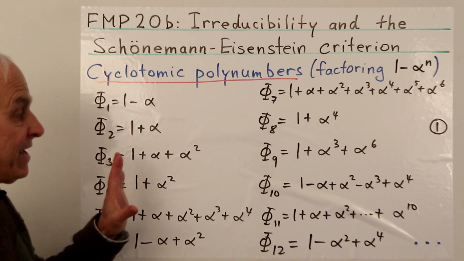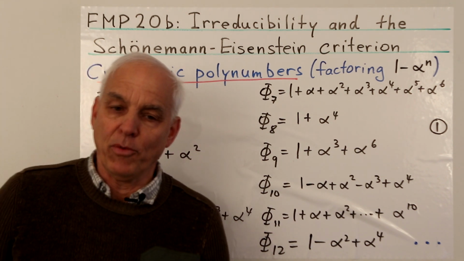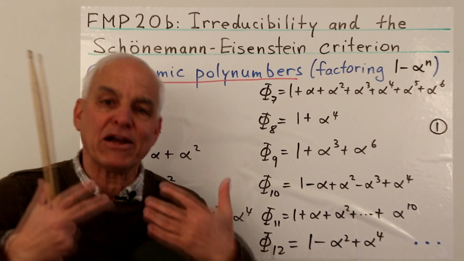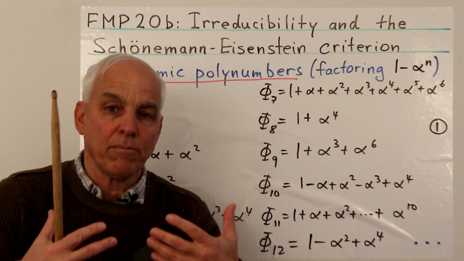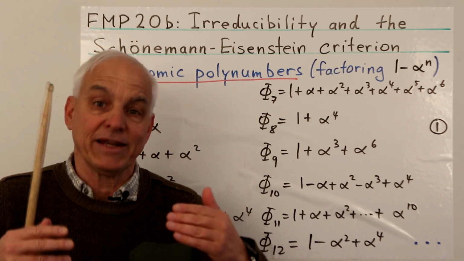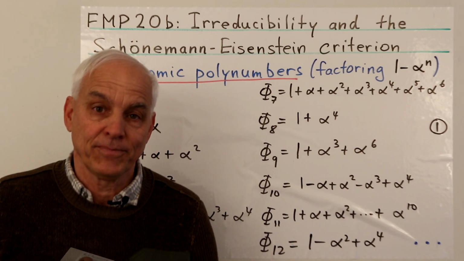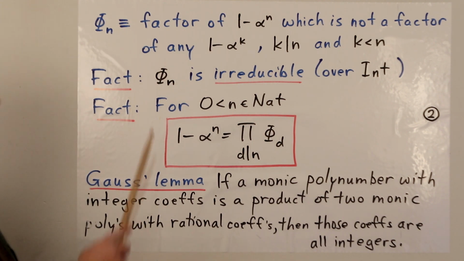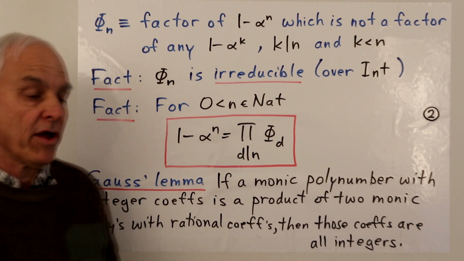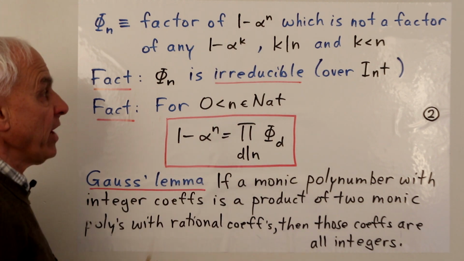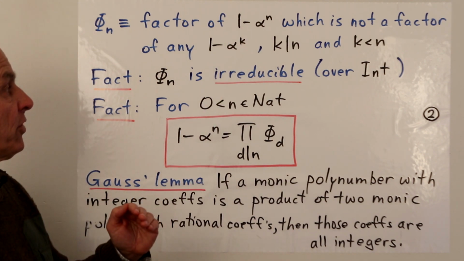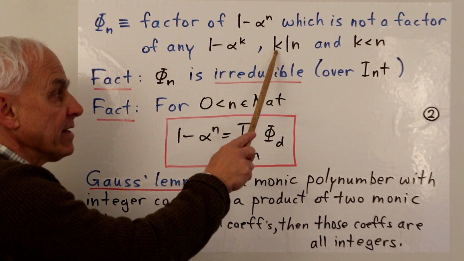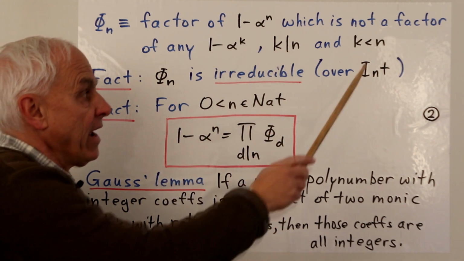Okay, now one of the key features of these cyclotomic polynomials is that they are irreducible. And that means that they can't be factored into a product of polynomials or polynumbers of strictly lesser degrees. So what was our definition of the cyclotomic polynomials? Well, we said that phi sub n was the factor of 1 minus alpha to the n which is not a factor of the polynumbers 1 minus alpha to the k, where k is a divisor of n and less than n.